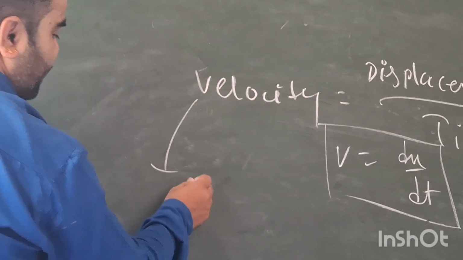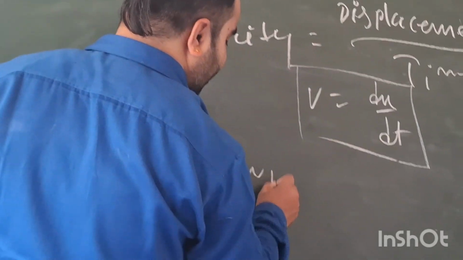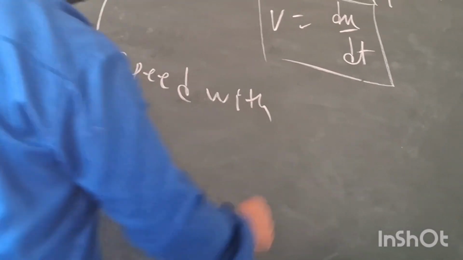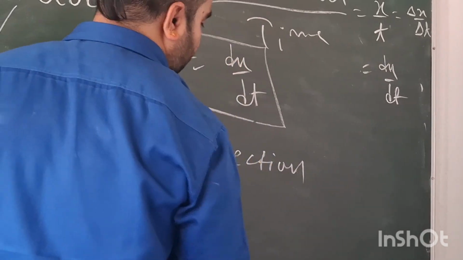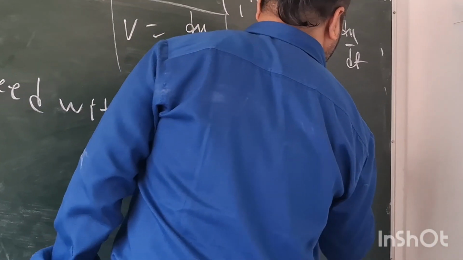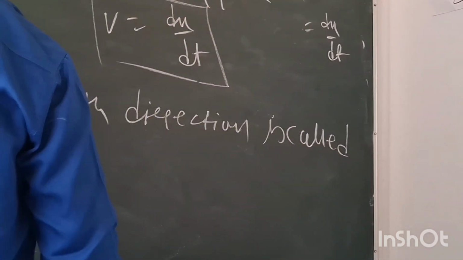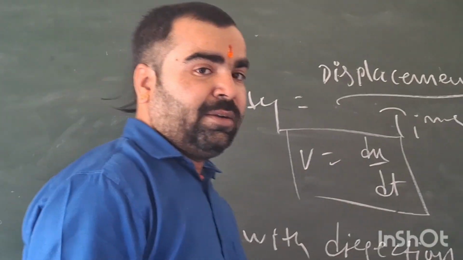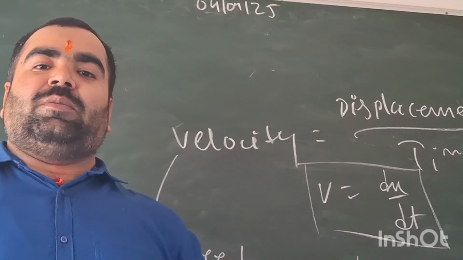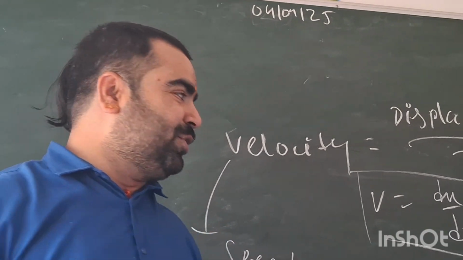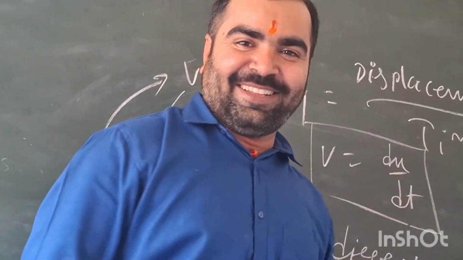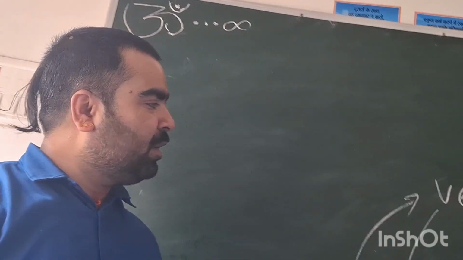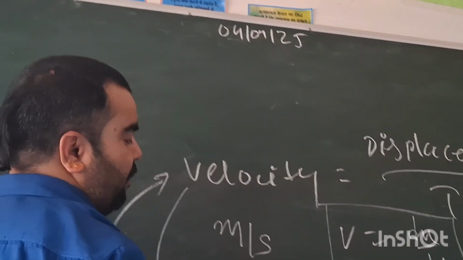And a simple point in 9th standard: you can say speed with direction. Speed with direction is called, my dear student, velocity. Okay, understood? Now speed and velocity: the unit of velocity is also the same, meter per second.